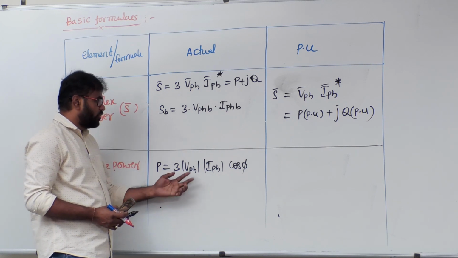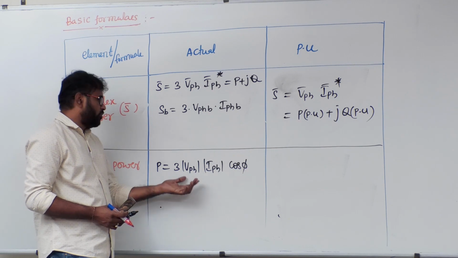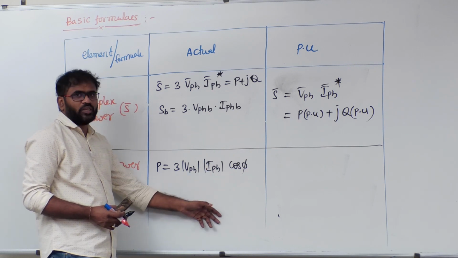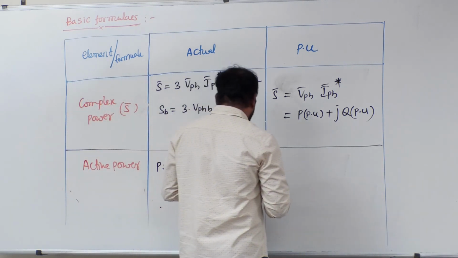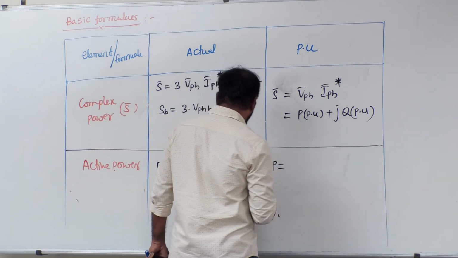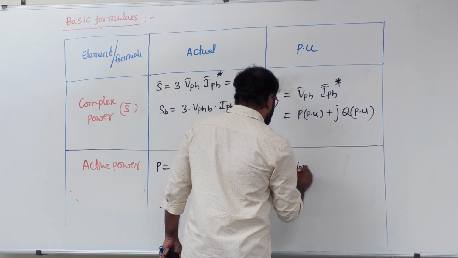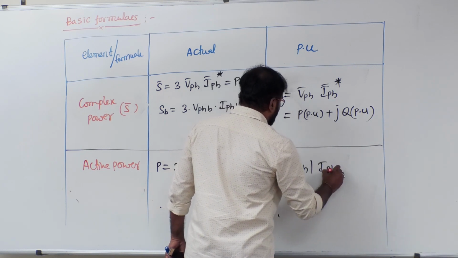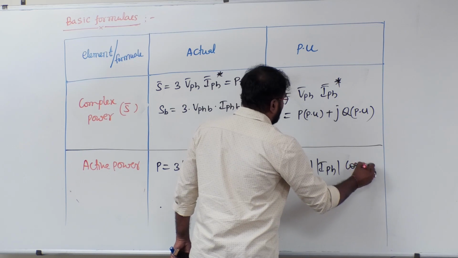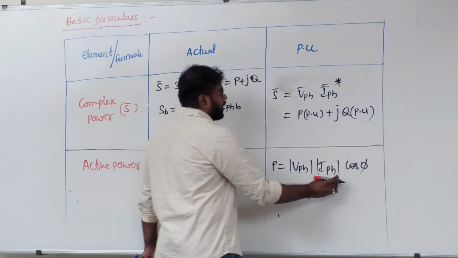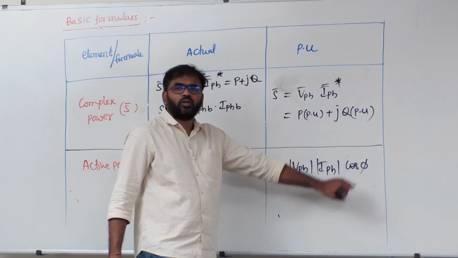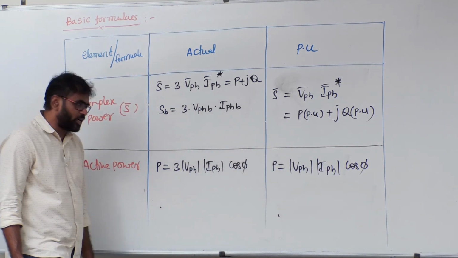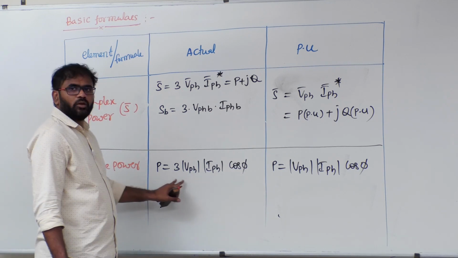The 3 gets cancelled. V phase by V phase base gives V phase per unit, I phase by I phase base gives I phase per unit, and cos phi is as it is. So what we get here is P equals V phase into I phase into cos phi. These values are in per unit. Careful: in per unit, voltage per unit and current per unit are multiplied by cos phi. Clear? So that's about P.